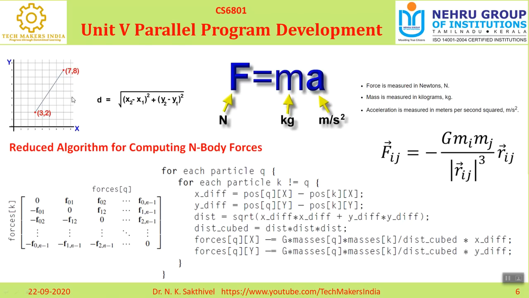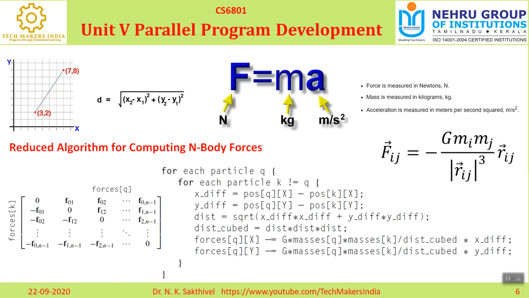This is y1 and this is y2. That means x1, y1, x2, y2. So that is x2 minus x1, so that is 7 minus 3. Okay, and then y2 minus y1, that means 8 minus 2.